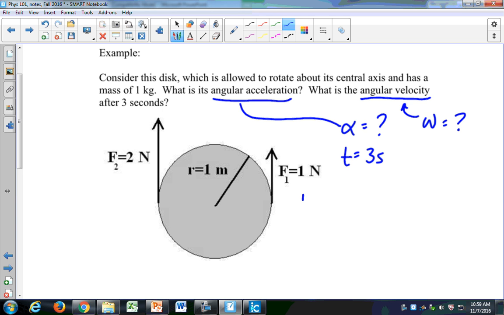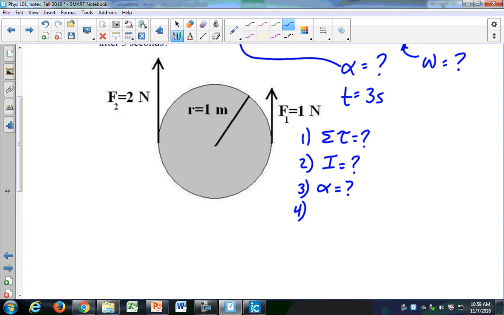So your steps here, first we'll ask ourselves, what is the net torque? Then the second step, we'll ask ourselves, what is the moment of inertia? And then the third step, we'll ask ourselves, what is the angular acceleration from Newton's second law? And then the fourth step, we'll ask ourselves, after 3 seconds, what is omega? So we'll go through each of those steps. On a test, you'll see there's probably a couple of questions.